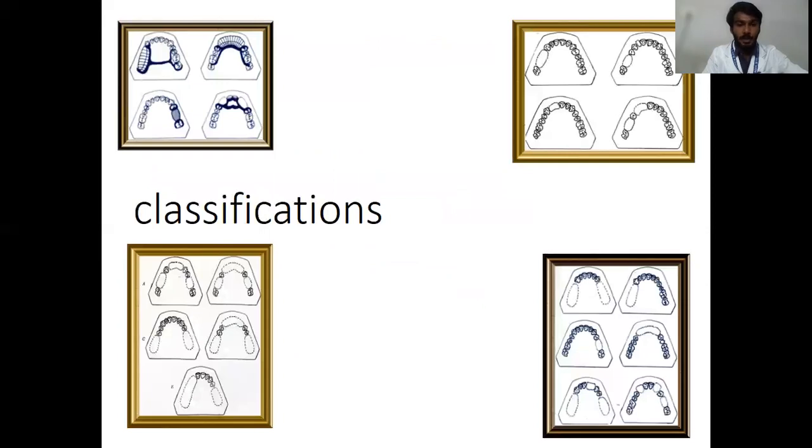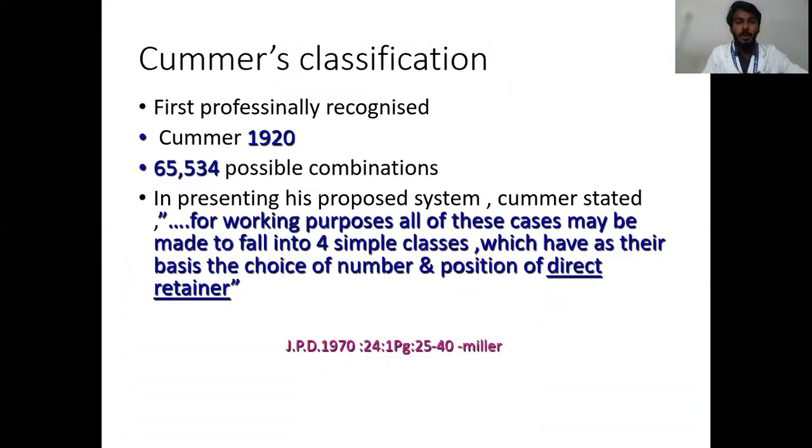Then coming on to the classifications. So the first one is Kummer's classification. It is the first professionally recognized classification, and it was put forward by Kummer in 1920. According to him, 65,534 possible combinations of present and missing teeth are possible. In presenting his proposed system, Kummer stated that for working purposes, all of these cases may be made to fall into four simple classes, which have as their basis the choice of number and position of direct retainers. He basically designed his classification based on the position of the direct retainers.